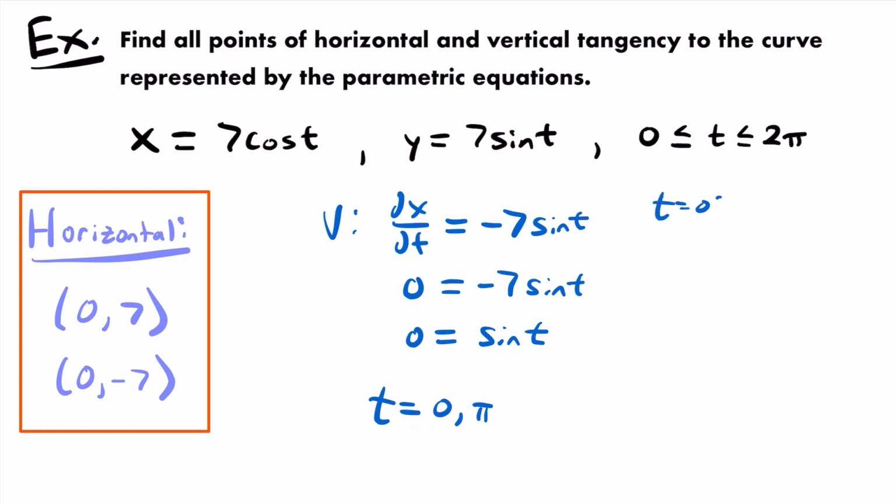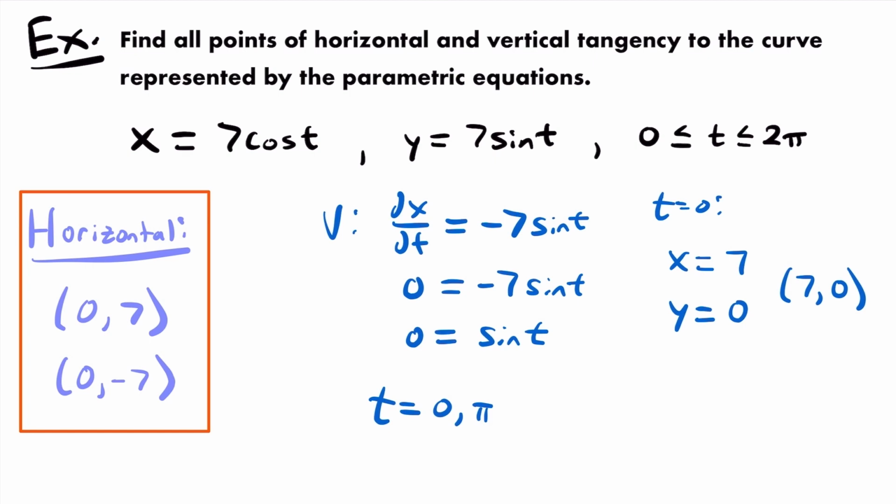Let's start with t equals 0. When t equals 0, x will be equal to 0 plugged into cosine, right? x is equal to 7 times cosine t. And when t equals 0, we'll have 7 times cosine of 0, and cosine of 0 is 1, so we'll have 7 times 1, which is 7. So x is equal to 7. And then for y, that will be equal to 7 times sine of 0. And sine of 0 is 0, and 0 times 7 is 0, so y will be equal to 0. So the coordinate point when t equals 0 will be 7, 0. The x-coordinate is 7, and the y-coordinate is 0.